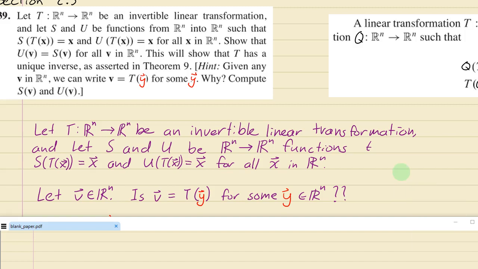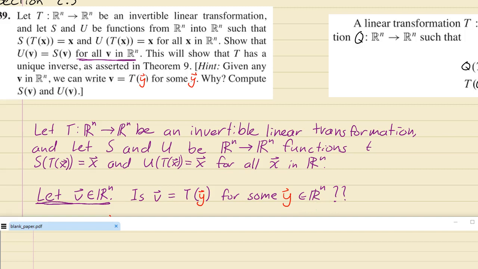So how do we show that, given any v in Rn, and I'm saying let v be any vector in Rn because we want to show that something is true for all v in Rn. Taking any v in Rn is a good way to start a proof about all v, so just write that down. Anyways, how do you know that v is equal to T of y for some y in Rn?